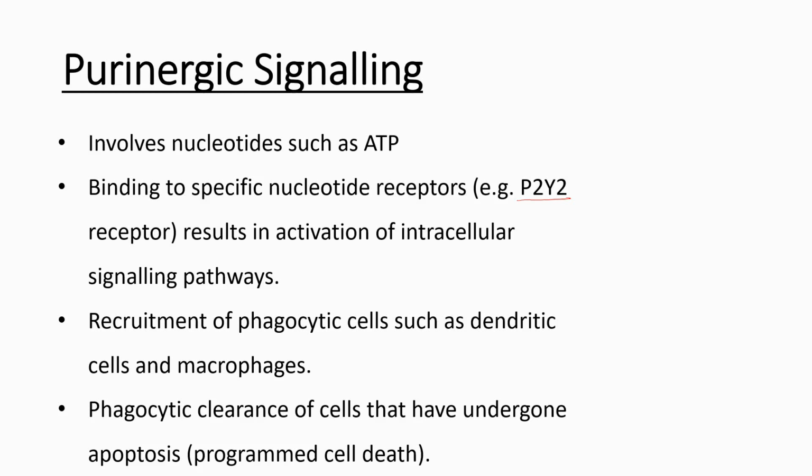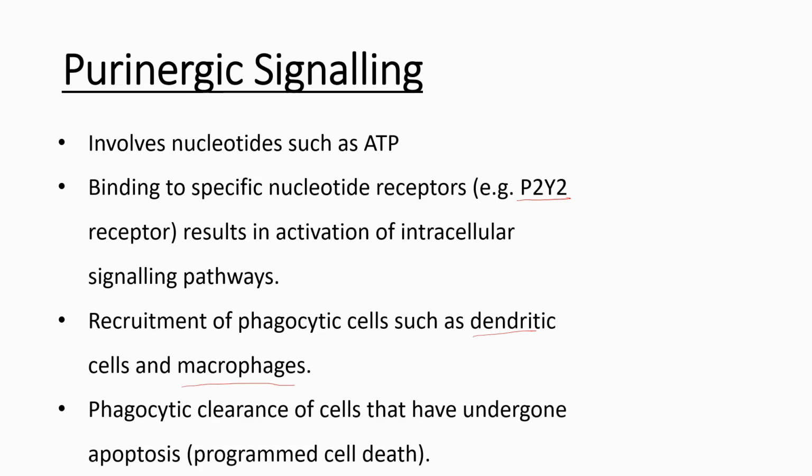In order to prevent this, ATP will be released from the cells undergoing apoptosis. The ATP will activate phagocytic cells such as macrophages and dendritic cells, and it will do this by binding to the P2Y2 receptor on their surface. These cells will then follow the chemical trail of ATP from an area of low concentration to increasingly high concentration until they reach the apoptotic cell. Then they will engulf and destroy the apoptotic cell, preventing any inflammation and damage of surrounding tissues.